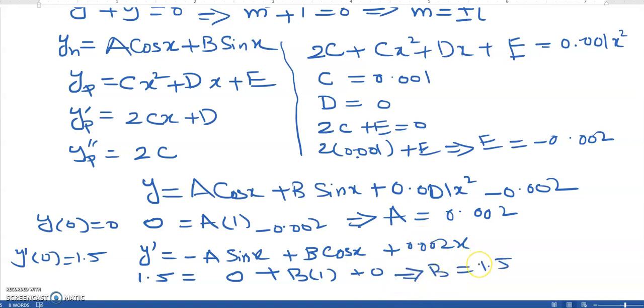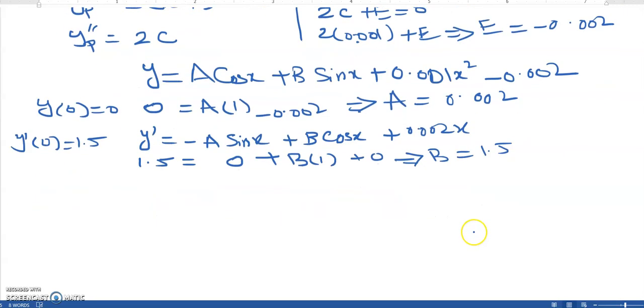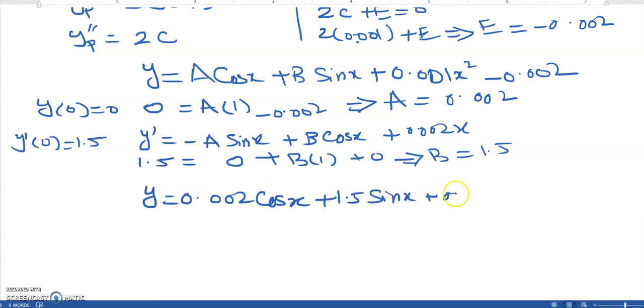So now we have determined a, and we have determined b. So the final solution of the initial value problem is equal to, a was 0.002, so 0.002 cosine of x plus 1.5 sine of x plus 0.001 x square minus 0.002. So this is the solution of the initial value problem, the non-homogeneous differential equation.